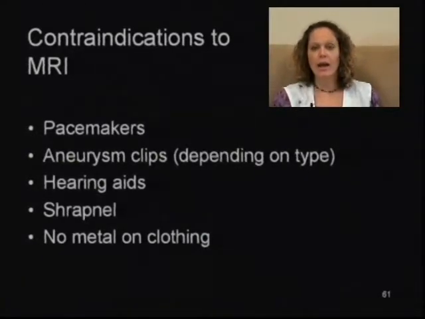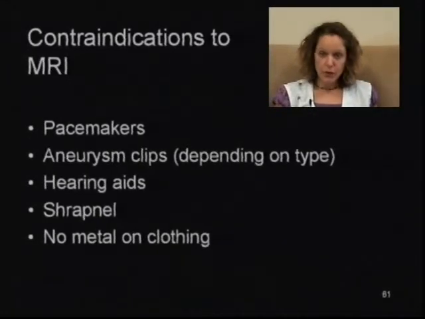Contraindications to MRI include pacemakers, aneurysm clips, depending on their type, any kind of metal, hearing aids, shrapnel, and the patient is to have no metal on their clothing. Usually they would have a hospital gown on when they go into the MRI machine. And this is because this strong magnetic field may actually cause one of those metal pieces to move or cause tissue damage surrounding it in the body. And so we want to always ask our patient if they have any of these before ordering an MRI for them.